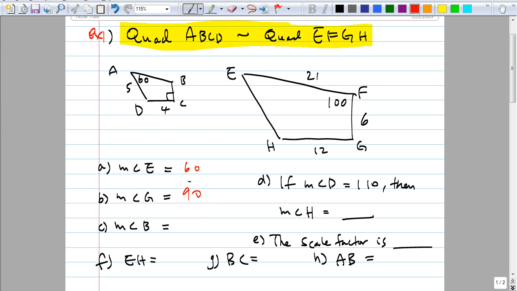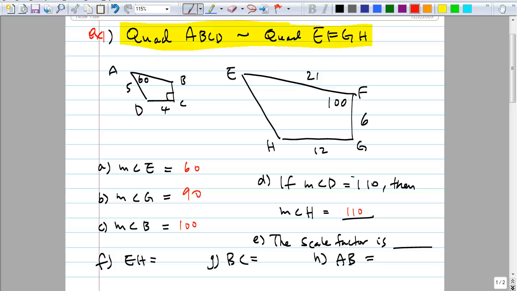Nicholas, what did you get for angle B? Oh, angle B. Sorry, I thought you meant letter B. 100 is correct. And by the way, if angle D is 110, what's angle H, class? 110. By the way, do they have to tell us it's 110? Oh yeah, because we know all the three other ones. Yeah, it should add up to 360. Okay. What's the scale factor?